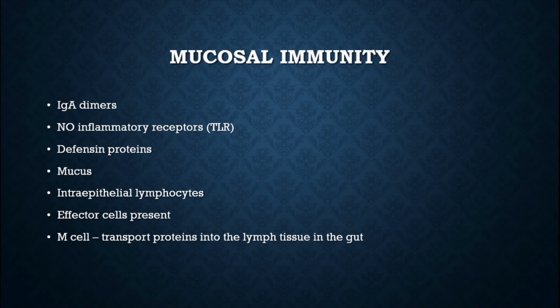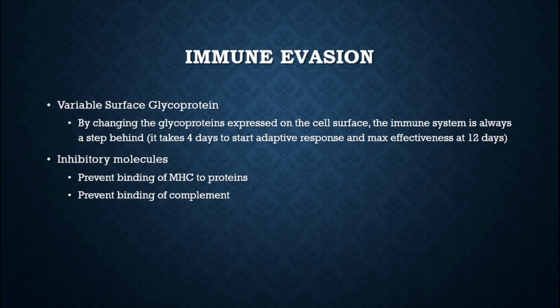We have intraepithelial lymphocytes, which are actually activated effector cells just sitting in the epithelium. The reason these are there is because if some sort of pathogen gets through the mucus, you want something there to kill it right away. So we actually have activated cells there. And then the M cell is like a monitoring cell that transports all sorts of antigen from the intestine into the lymph organs that are right below the intestinal epithelium.